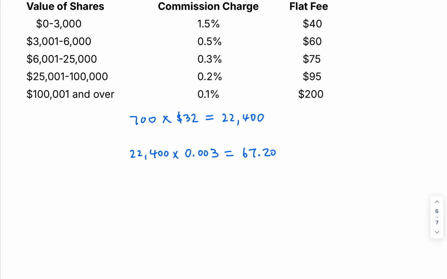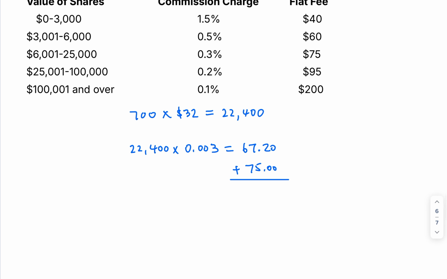And punching that number into the calculator works out to $67.20. Okay, now there's also a flat fee of $75 that we need to take into account. So we need to add $75 to the total fee, and that works out to $142.20. Okay, so the broker fee for this trade is $142.20.